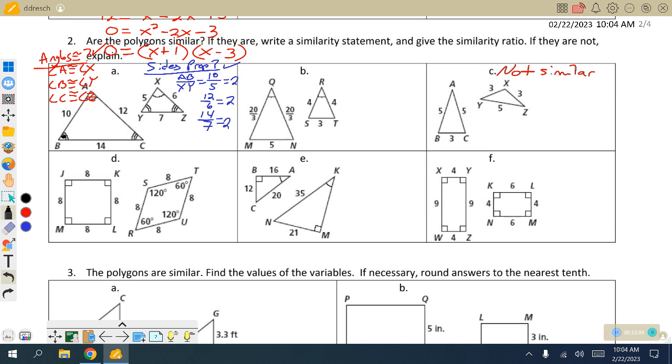So on letter A, what should you have said? You should have said that they are similar. Because they are similar, you should have made a similarity statement. I don't care how you name the first triangle. If you wrote ABC, fine. If you wrote CBA, fine. If you wrote BAC, fine. But your second triangle is based off the name of your first one. ABC, then I should be going what? XYZ.